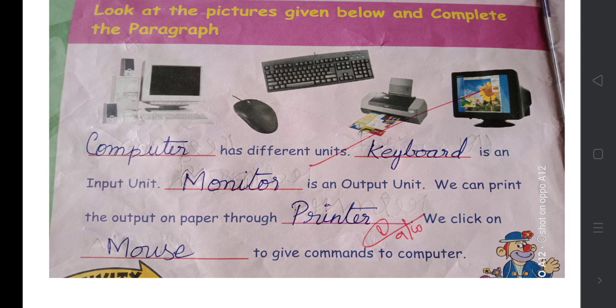Then dash is an output unit. Which one is an output unit? Monitor is an output unit. We can print the output on paper through the printer. The printer will give you the result as a printed result. Then we click on dash to give a command to the computer. We click on what?